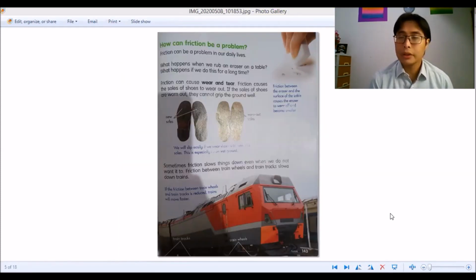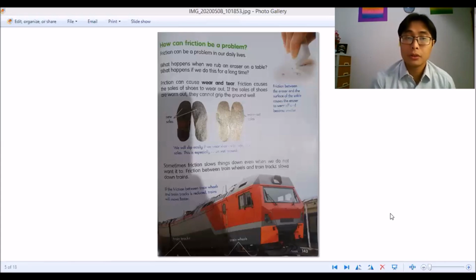So how can friction be a problem in our daily lives? Friction can cause wear and tear. It can damage our things. For example, an eraser, if we use it for a long time, will wear off and become smaller, and that is a problem because we need to buy a new one.